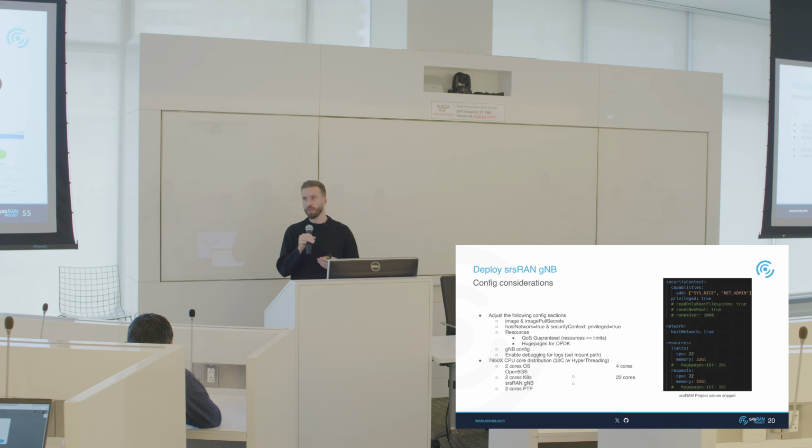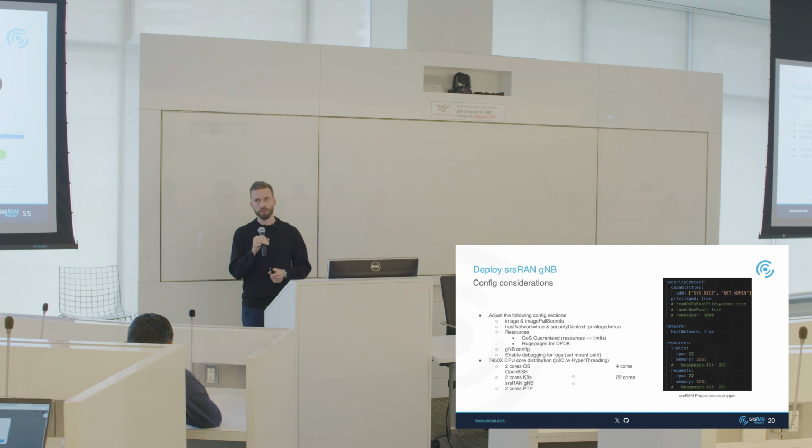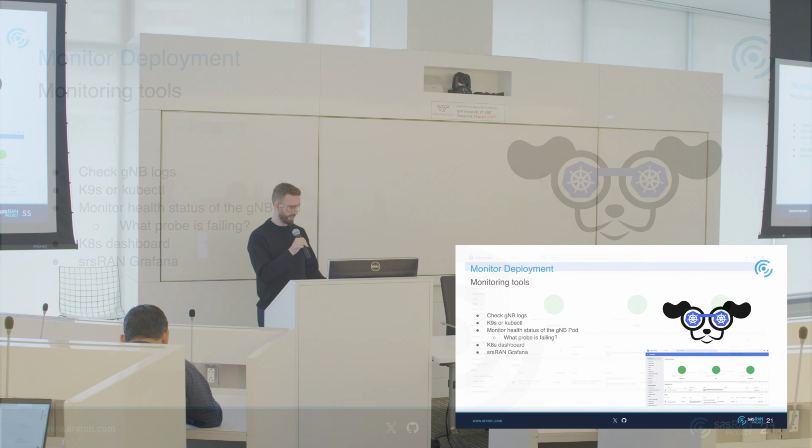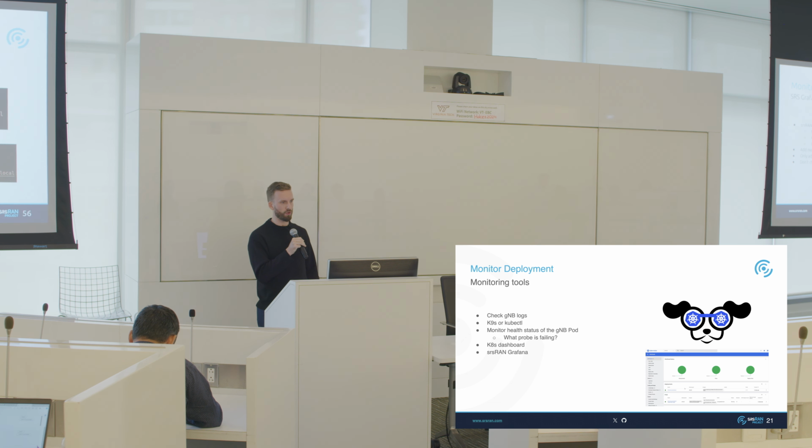Then I also always recommend to check the logs that the gNodeB generates, and check if you have warnings. This is the same as running bare metal. You have to check for all sorts of warnings, errors, and so on. If you want to have it a little bit more convenient, I can recommend the Kubernetes dashboard, which you can access over the browser. And there's also the srsRAN Grafana, which you can deploy via Helm in order to monitor the KPIs of the gNodeB.